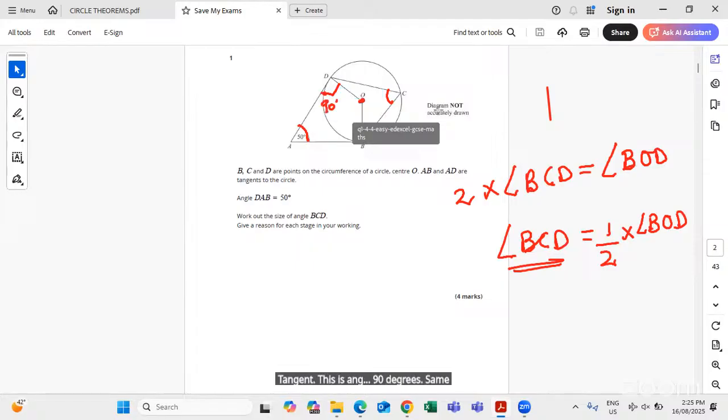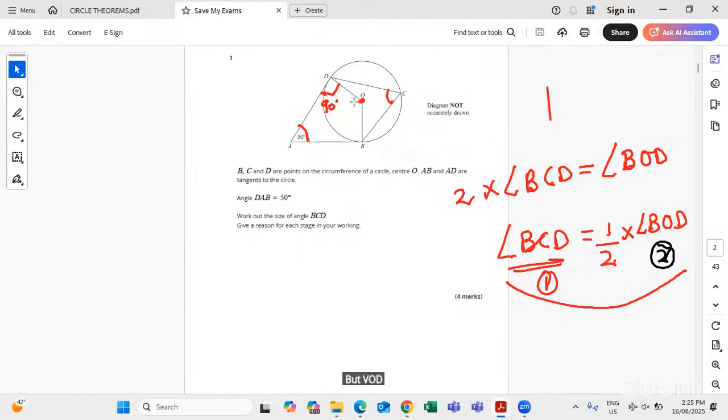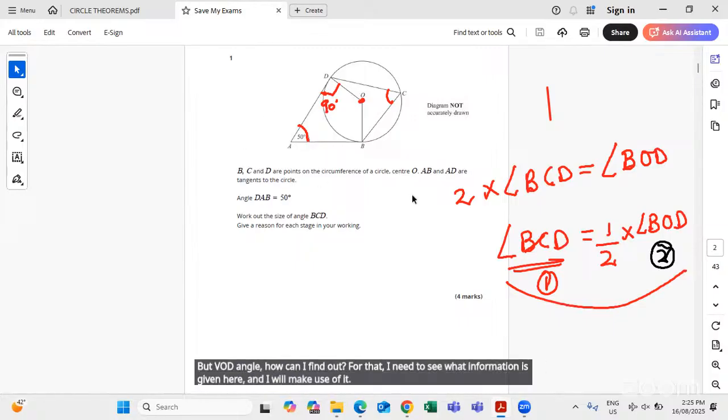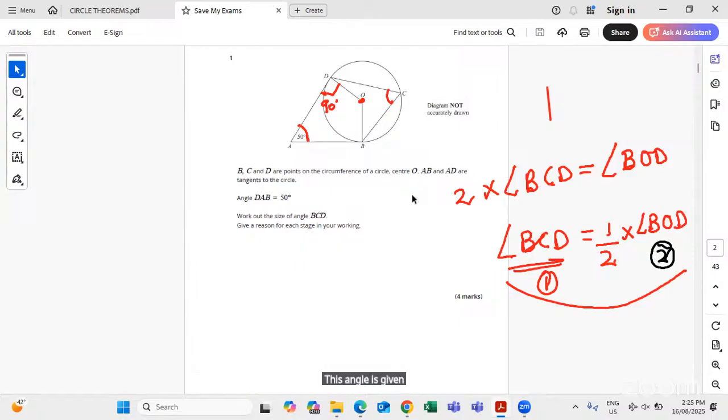In the same way, why am I using this rule? Because I can see the tangents are there, I can see the radii are there, and I know this relation. So to find angle BCD, first I need to find angle BOD. For that, I need to see what information is given here and make use of it. This angle is 90 degrees, and on the other hand, this angle will also be 90 degrees.